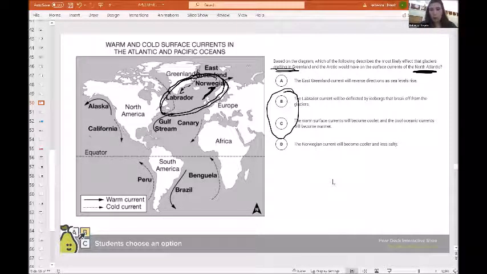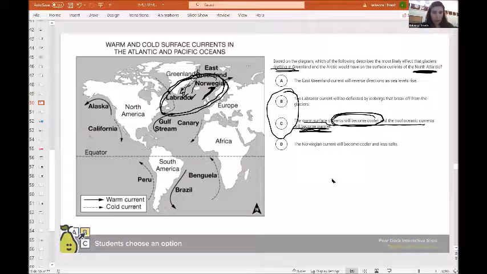So let's look at C. Warm surface currents will become cooler, and the cool oceanic currents will become warmer. And that's true. They will become cooler, but it's not going to help these become warmer because you've got really cold ice water melt.